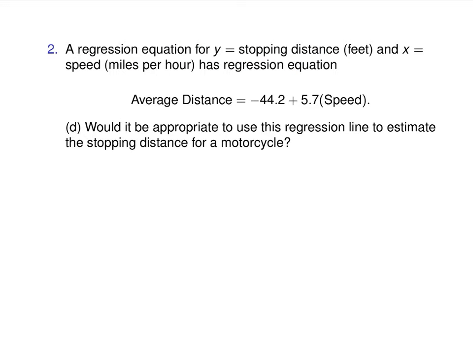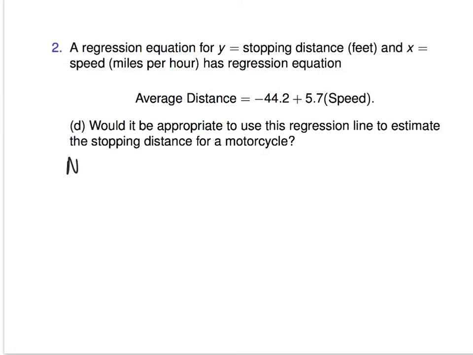Would it be appropriate to use this regression line to estimate the stopping distance for a motorcycle? No. Heck no. The reason is that the data probably used were, I guess I didn't even say, but we're going to assume the data was from cars. It does say car? Okay, great. And if they're talking about cars, things like SUVs and trucks also maybe would be different, right? They tend to be heavier, so maybe more stopping distance.